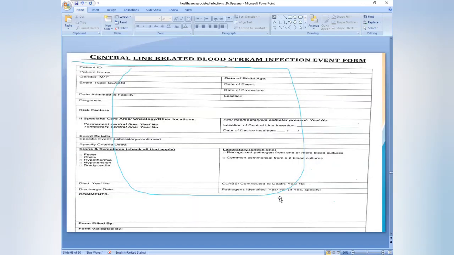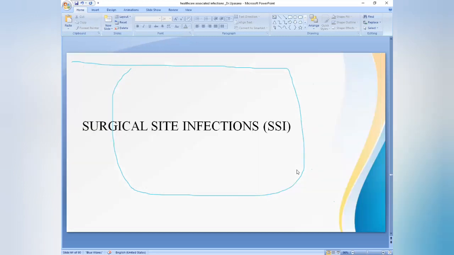And lastly, whether CLABSI contributed to death or not, because it is fatal. It is definitely leading to bacteremia, septicemia. So it is fatal for the patient, whether the patient has lived or not, you have to document that also. And lastly, one word about the antimicrobial profile. We really need to ensure antimicrobial adherence: which antibiotics have been given, whether they were tapered, and after the isolation of the organism, what antibiotics were given.